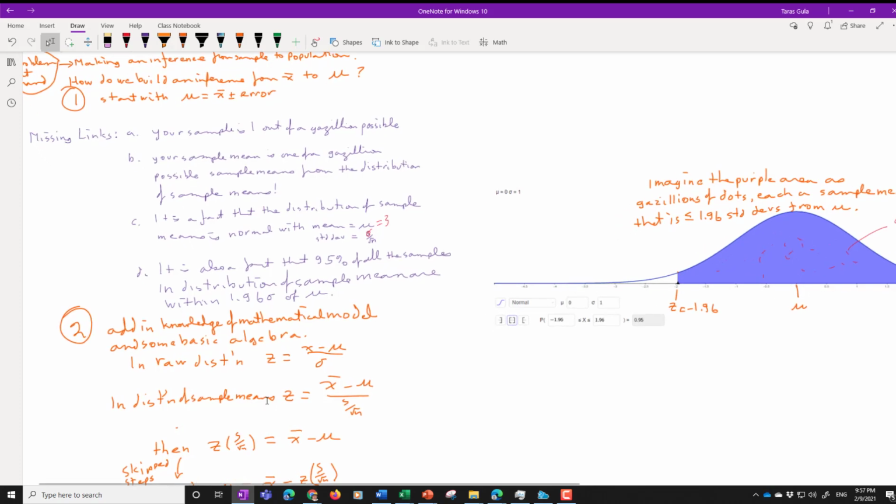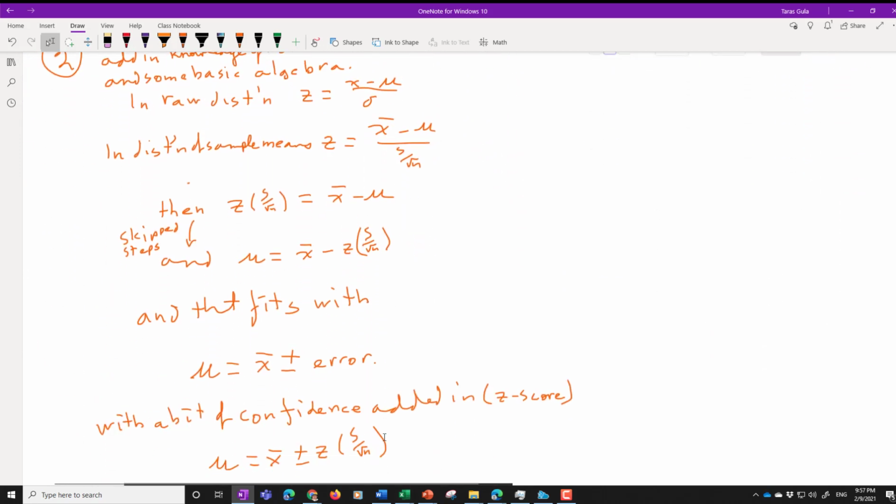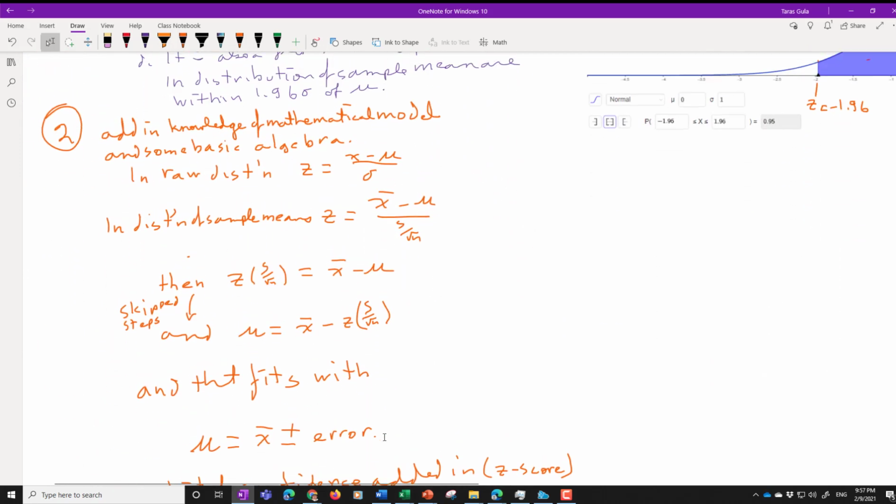Now, we're going to add in a little bit of algebra. But just to make the link for you, you don't need to know this. So if you want to skip through this in the video, feel free to do so. The z-score formula in the raw distribution was z equals x minus mu over sigma. You know that. Now, in the distribution of sample means, z equals x bar, because those are the individual elements, minus mu, over the standard deviation, s over root n. So that's just a fact.